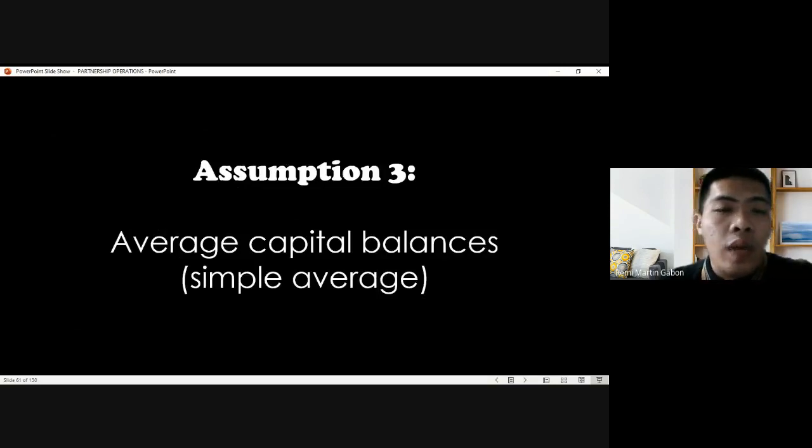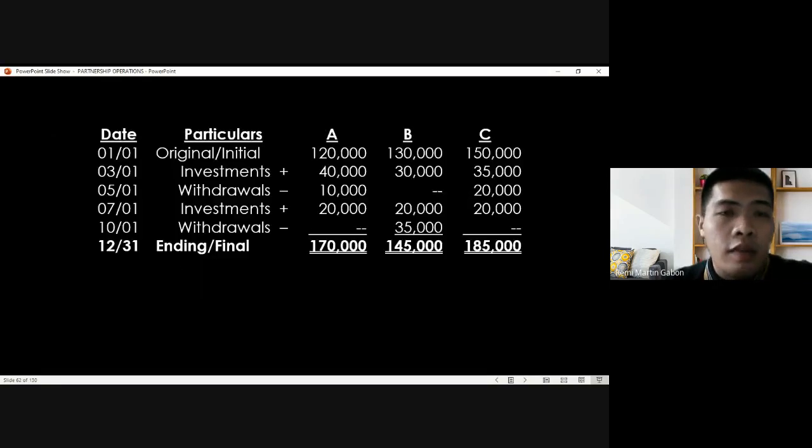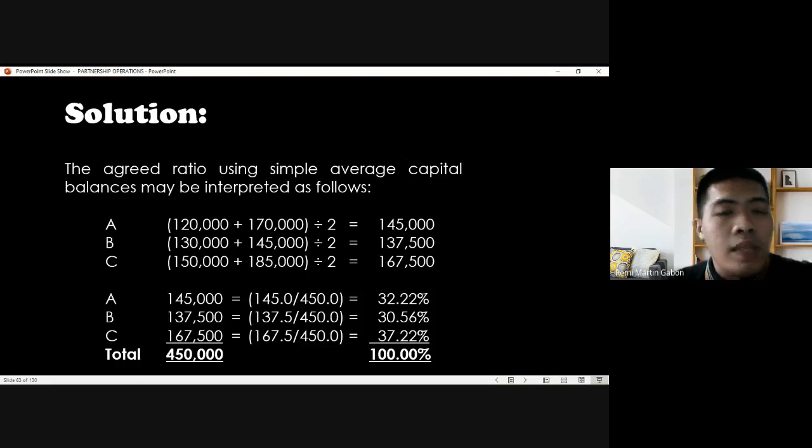In assumption 3, we have average capital balance. We'll make use of the simple average. Using the information in this table, for the simple average we use the original or beginning capital balance for the first year of operation, and the ending or final balance. So 120,000 plus 170,000 divided by 2, we have 145,000 simple average for A. Then do the same for B and C: 137,500 simple average for B and 167,500 simple average for C.